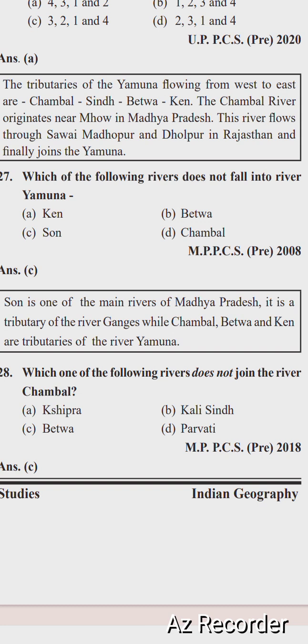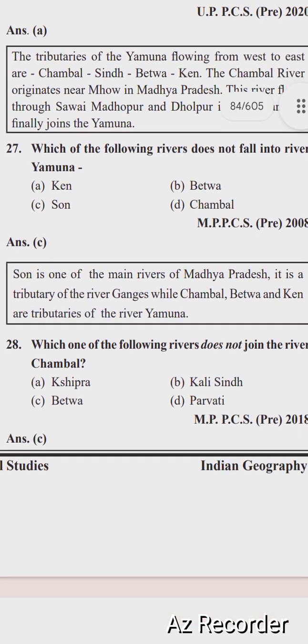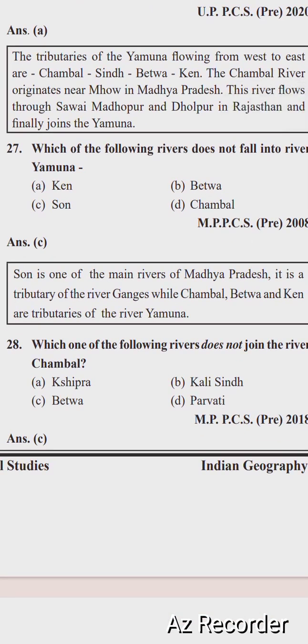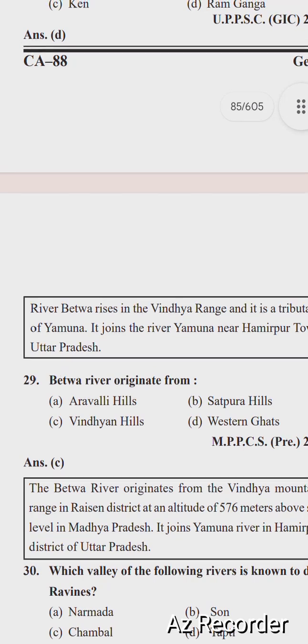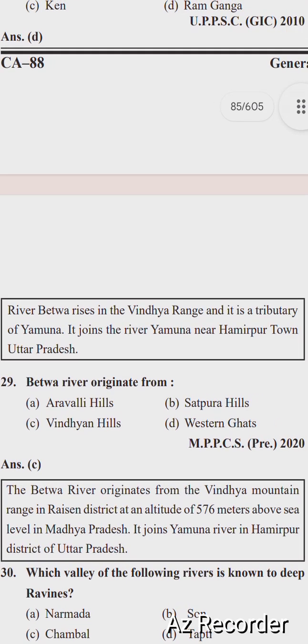Okay, next, which of the following rivers does not join the river Yamuna? The options are Kespra, Kali, Sindh, Betwa, and Parvati. The right option is Betwa. The river Betwa rises in the Vindhya range and is a tributary of Yamuna. It joins the river Yamuna near Hamirpur town.